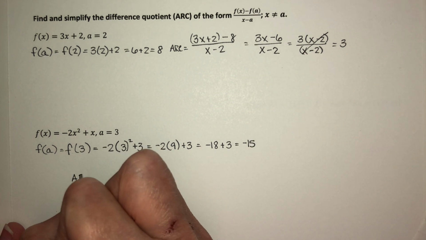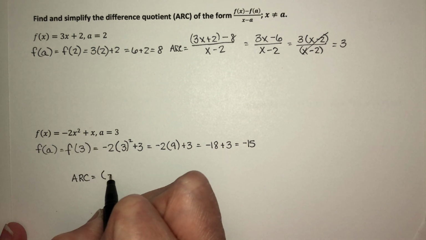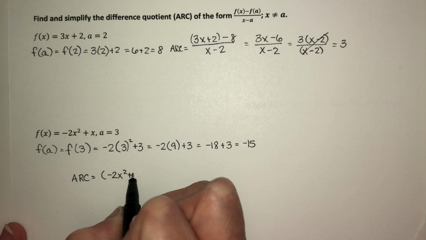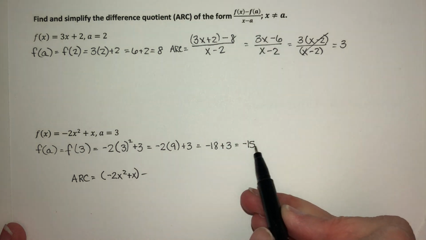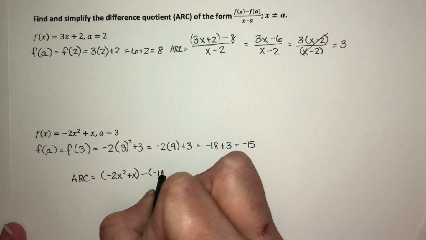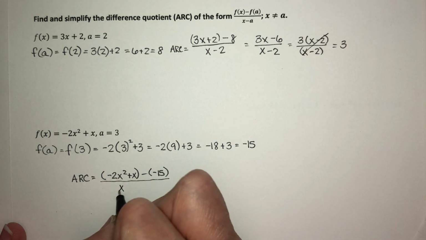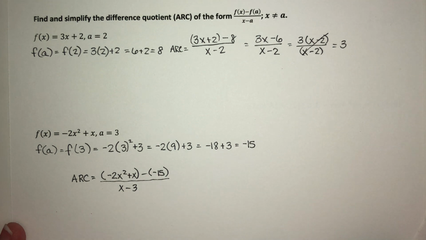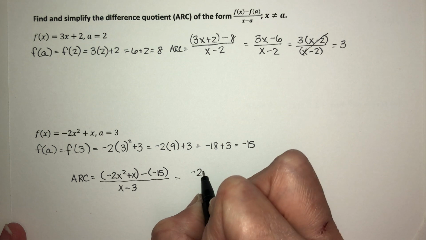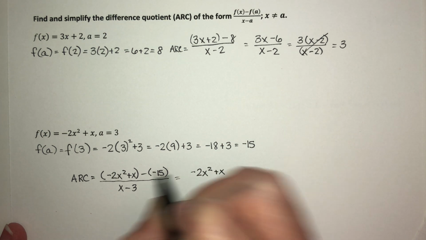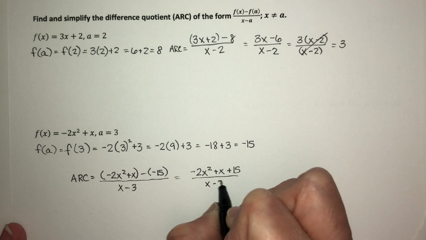So the average rate of change is f of x, which is all of this, minus f of a, and f of a is negative 15. So this is, don't forget parentheses here, and this is over x minus a, which is 3. So doing some simplification here, it's going to be plus 15 over x minus 3.